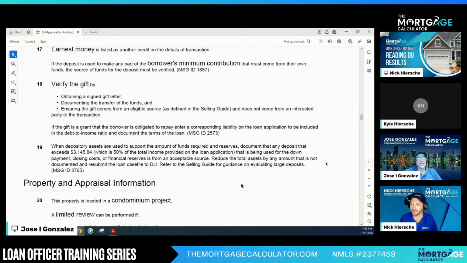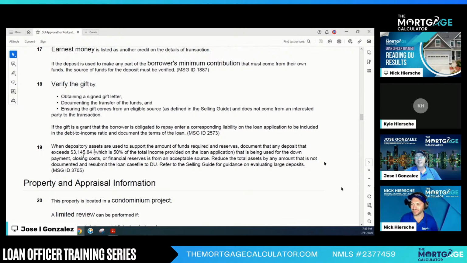And that's okay, but it says here, when depository assets are used to support the amount of funds required in reserves, document that any deposit that exceeds $3,145.84. Notice they're giving me the exact dollar amount. The exact. If it's 1 penny more, guys, it has to be verified. And how did they arrive at that figure? Because it's 50% of the total income provided on the loan application. That's how they arrive at that figure. So DU gets the monthly income, divides by 2, and that's the number.